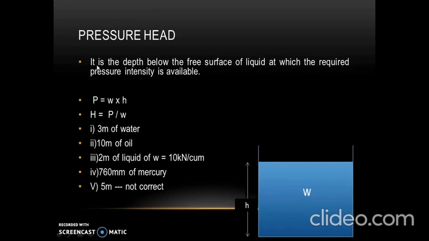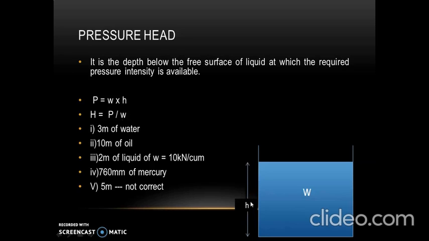Now we will find out what is pressure head. Here we can see a liquid in a container whose specific weight is W and height of the liquid is H. Pressure head, that is H, is the depth below the free surface of liquid at which we need to find out what is the pressure. So if we want to find out pressure at the bottom of the container, we will use equation P is equal to W into H, and H is equal to P divided by W.